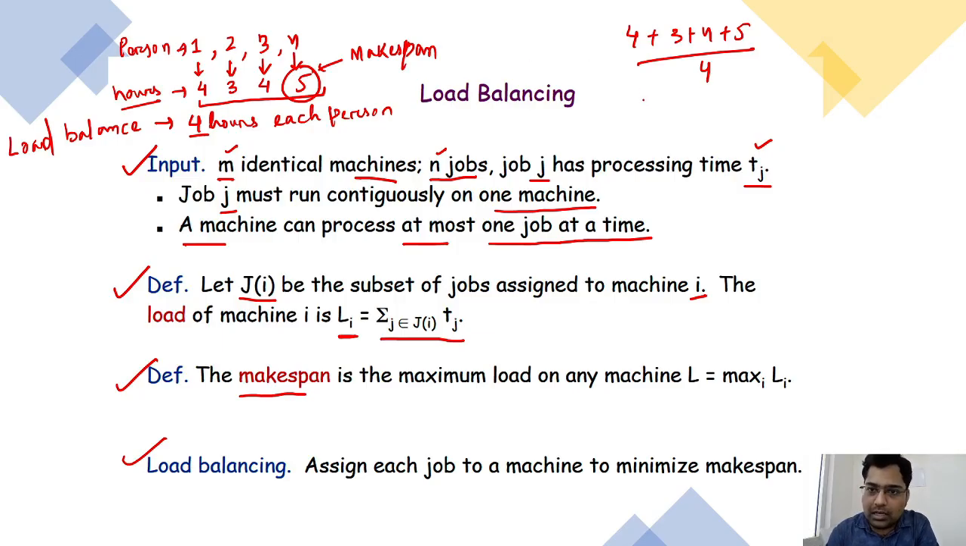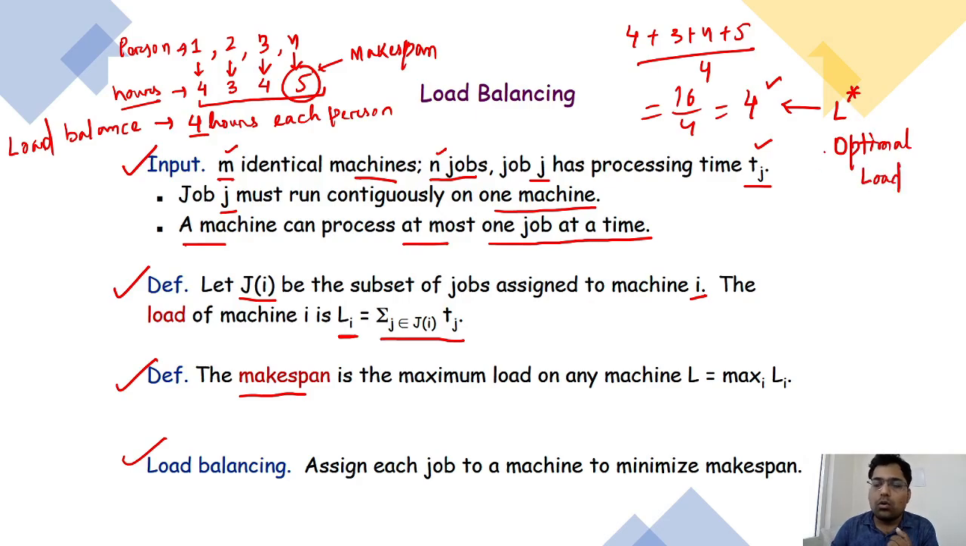So it is 16 by 4. So we should expect the load, which is the optimal load. The expected load should be this much for all the persons. That's why we can say it is also the optimal load for this example. This is just an example through which at least we should know what the theme is.